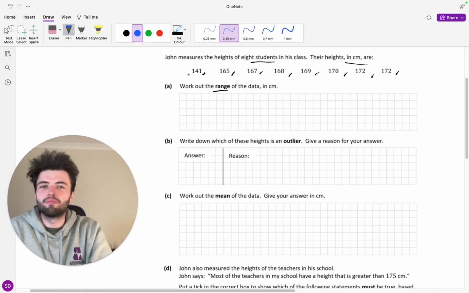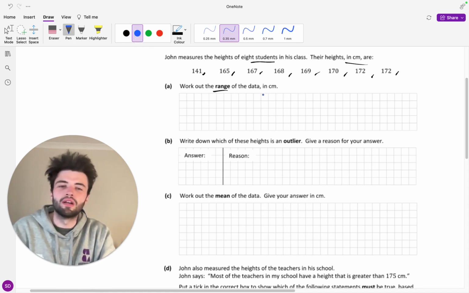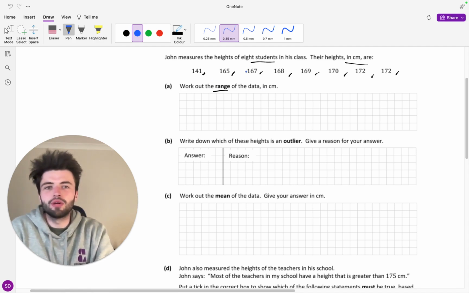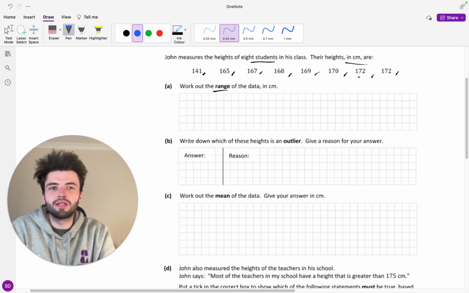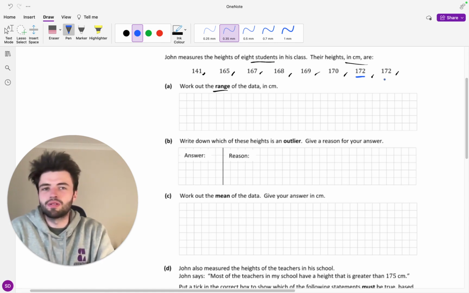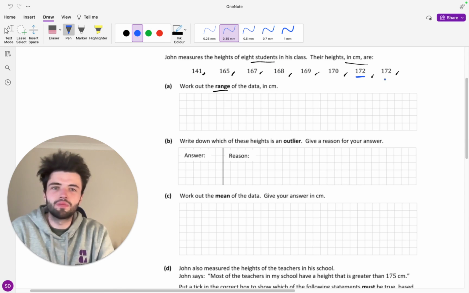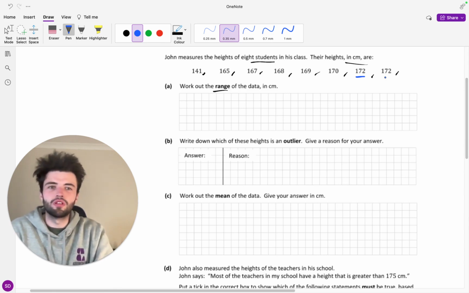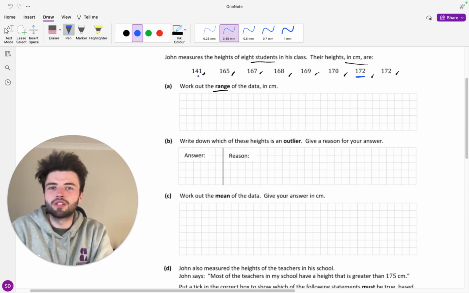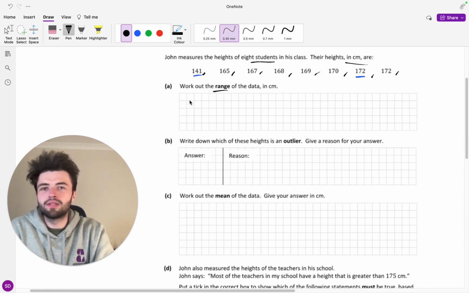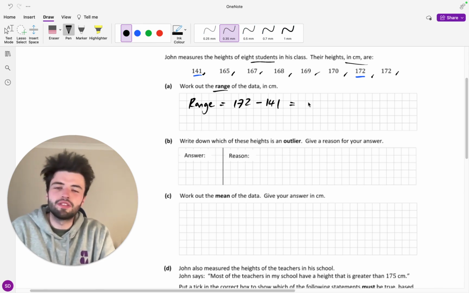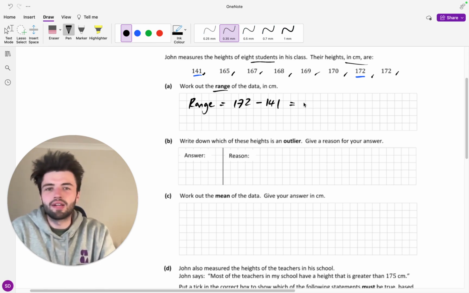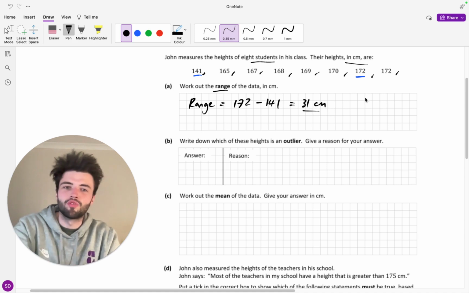And so basically the range is always going to be the biggest value minus the smallest value. If we look all the way across, we can see that the biggest number that appears is 172. I realise this happens twice, so the last two are both 172, but we only need to take one of them as the top end of the range. And then the bottom end of the range is going to be the smallest number that appears, which in this case is 141. So the range is equal to 172 minus 141, and that is going to give us a value of 31 centimeters. And so that's going to be the answer for part A.